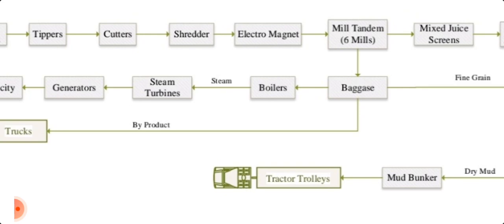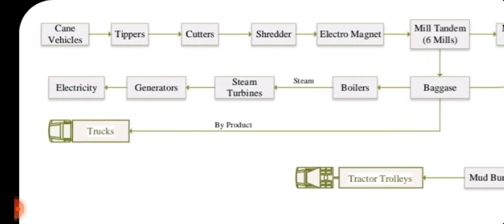Bagasse is written in the block. This bagasse goes to the boiler, and then from the boilers it goes to the steam turbines. The steam turbine will run a generator for electricity. This bagasse is used in the boiler.